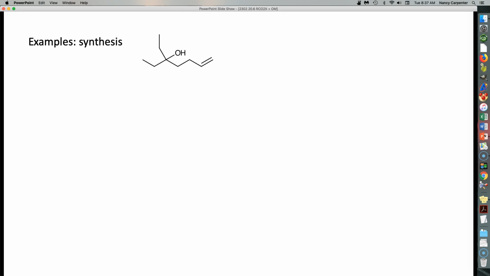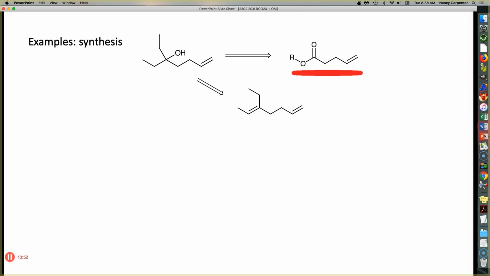I have an alcohol, the bells and whistles, ding ding ding, I have two ethyl groups. That is telling me that a real logical disconnection would be to go back to the ester. So I could, for example, add, excuse me, that is not what I want to write. I want to write ethyl magnesium bromide times 2 and then workup. That would get me this.